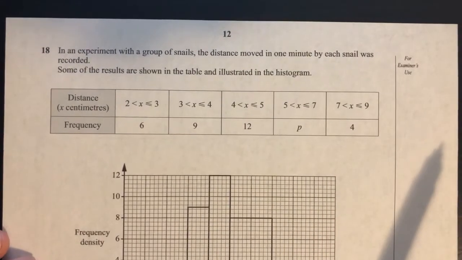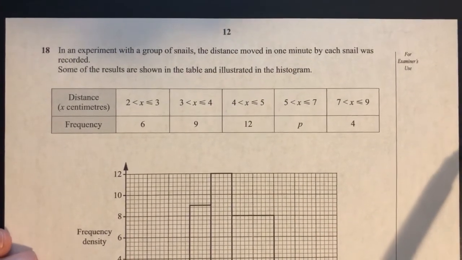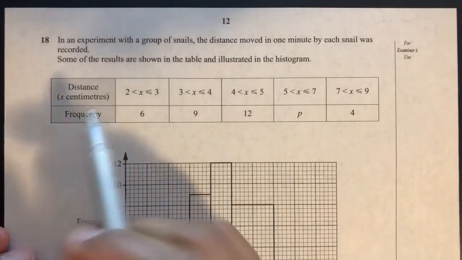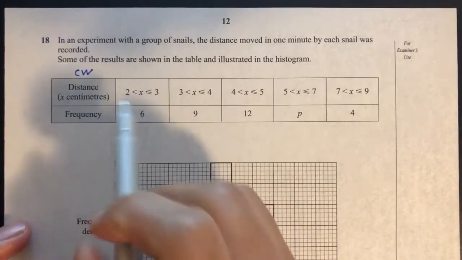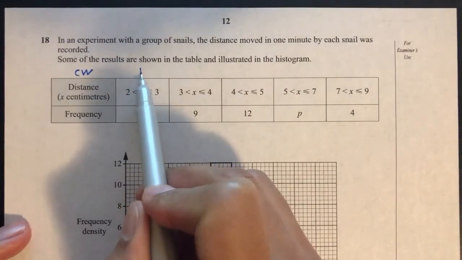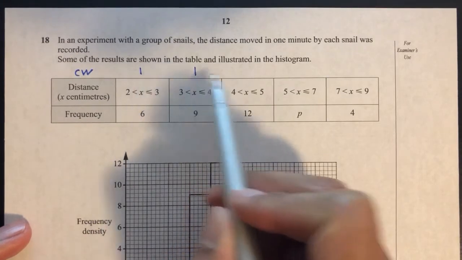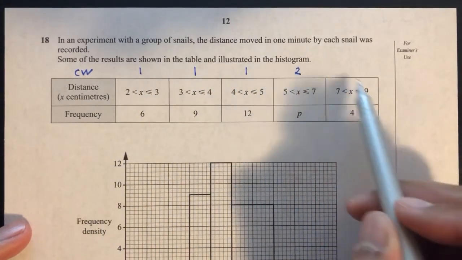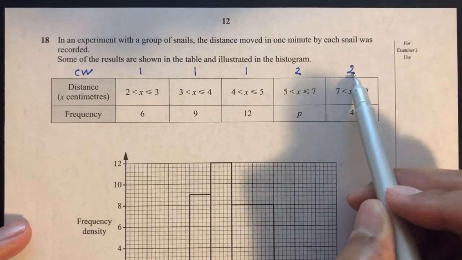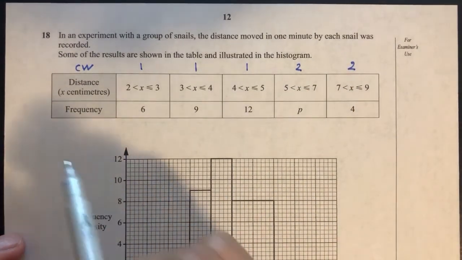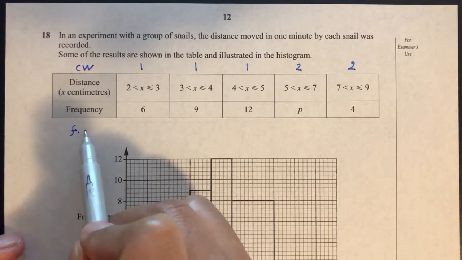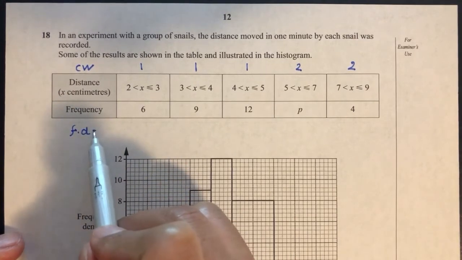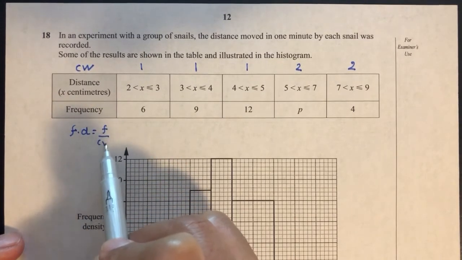So we know that when we have to do a histogram, we have to find two things. The first thing is the class width, which is 3 minus 2 is 1, 4 minus 3 is 1, 5 minus 4 is 1, 7 minus 5 is 2, and 9 minus 7 is 2. And then we have to find the frequency density, which is equal to frequency divided by class width.